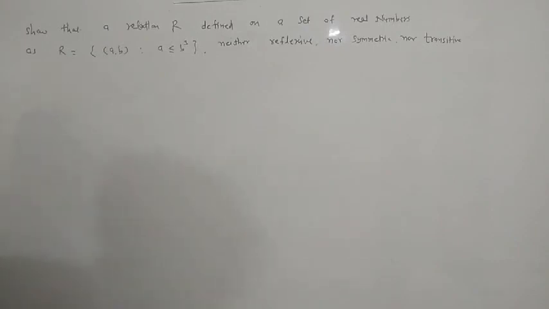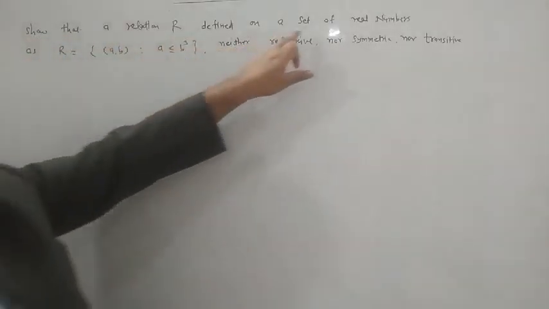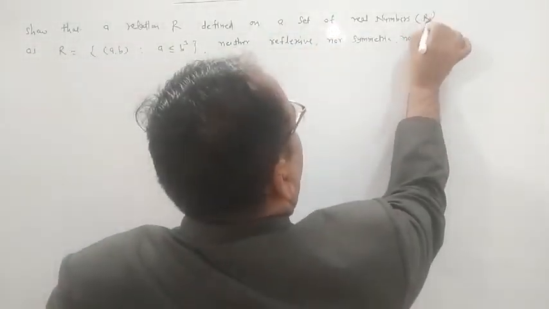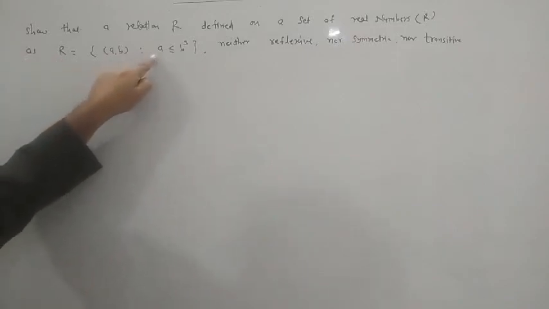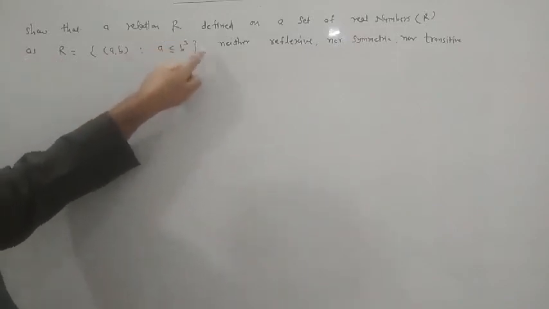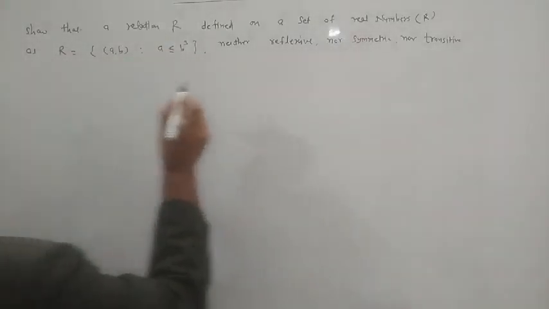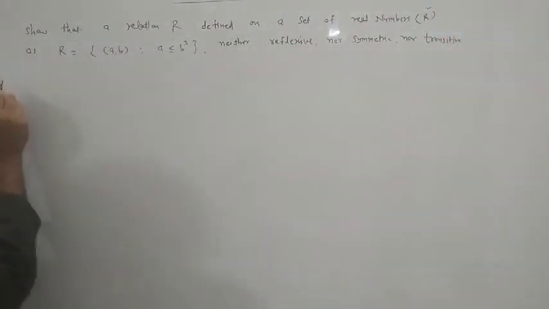Students, now I am taking one more problem based on relation and function from your NCERT. The question says: show that the relation defined on the set of real numbers, which we know is denoted by capital R, as R equals the ordered pairs (a, b) satisfying the condition a less than or equal to b cube, is neither reflexive nor symmetric nor transitive. Here the set is defined as the set of real numbers, and the relation is defined just like this. Now we start the question.